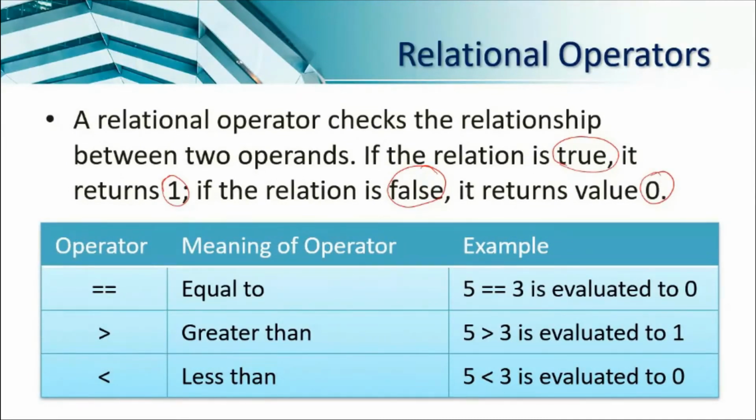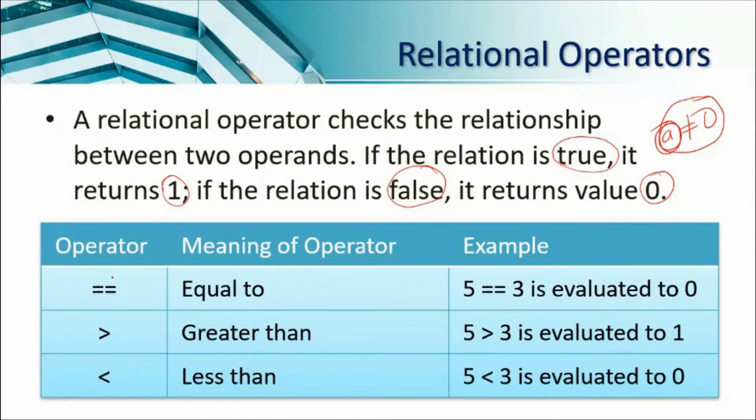So that means if the relation is true, then it returns a value 1, and if the relation is false, it returns a value 0. And if an integer, say integer a, is not equal to 0, in that case it is always taken as a true condition. Only if the integer is equal to 0 is it taken as false. So that we will see.